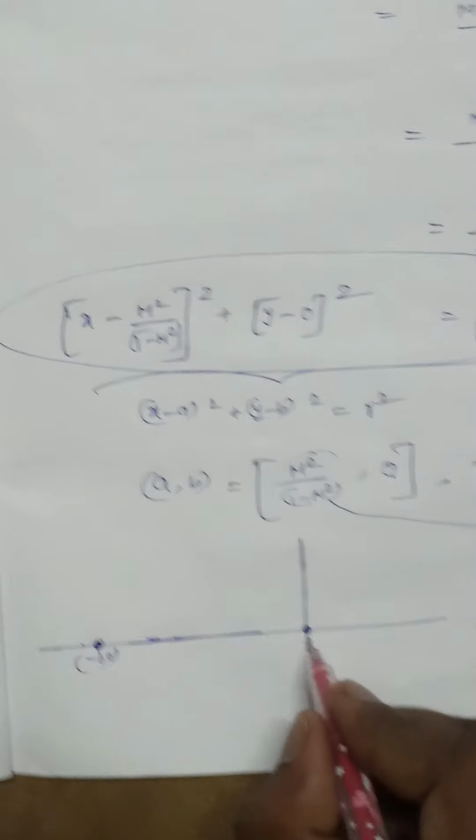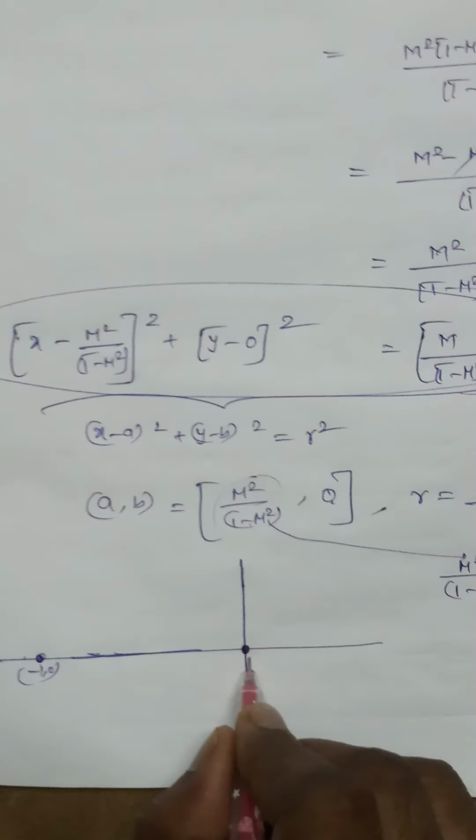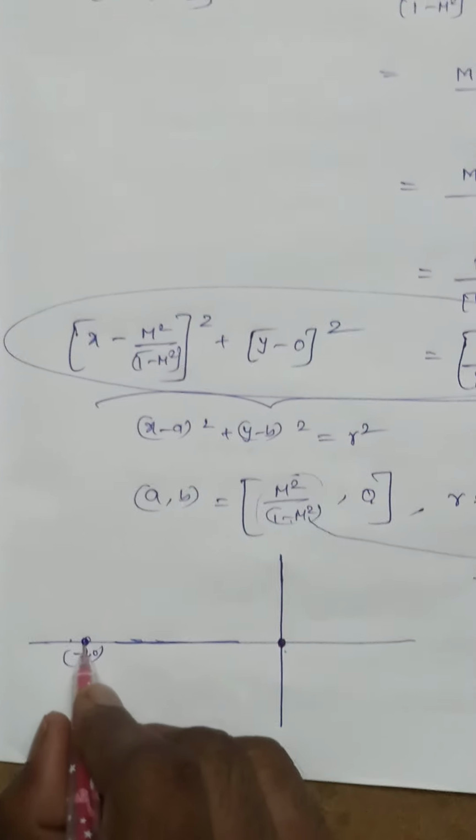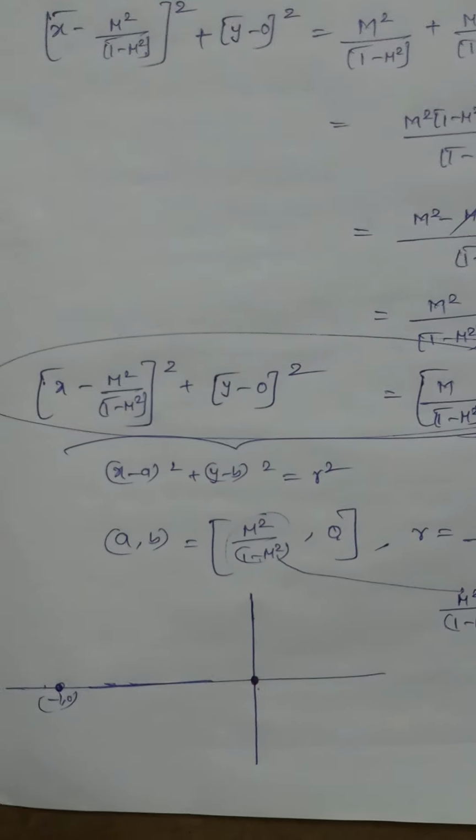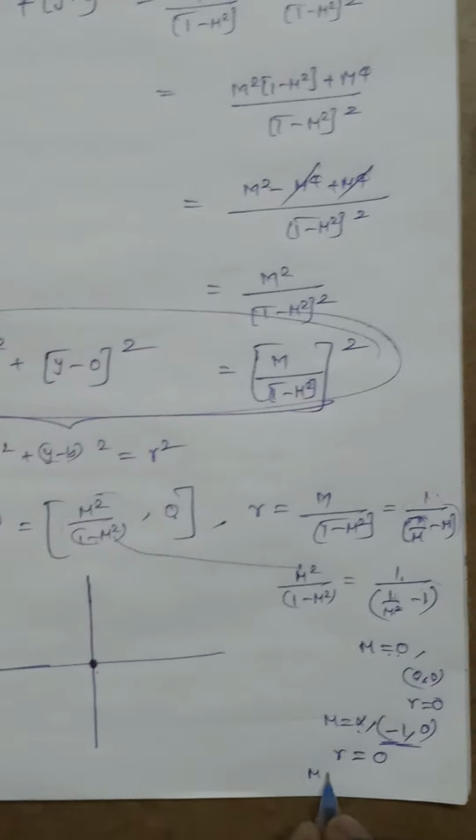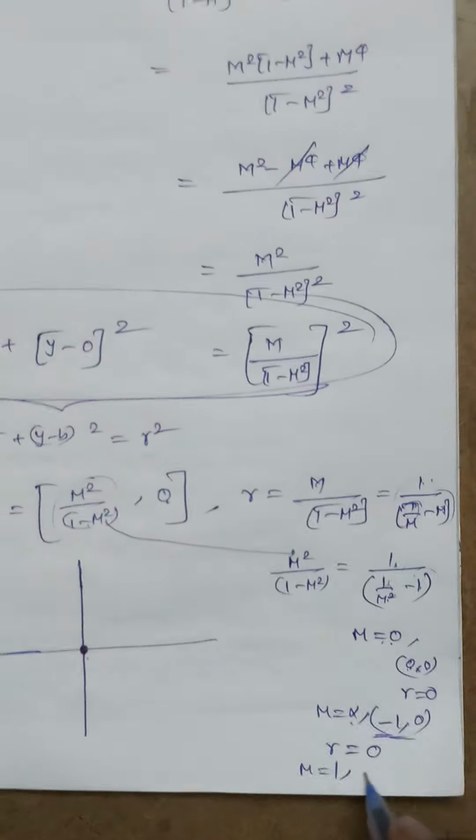That means this is the point when m is equal to 0, and this is the point when m is equal to infinity. And when m is equal to 1, what is this center here?